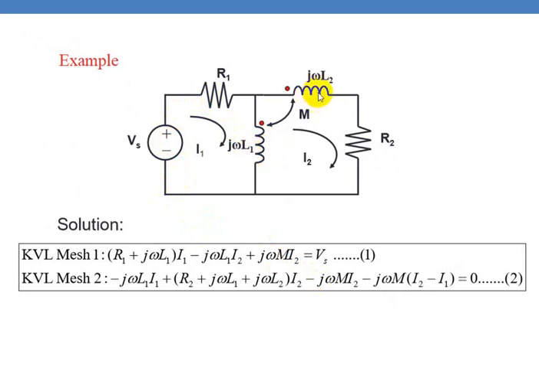Here there is another coil, j omega L2, and here a resistance. I1 and I2 are the currents in the meshes. M is the mutual inductance. Now let us write the equation for the first mesh.